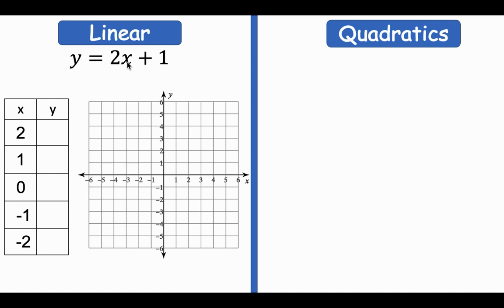2 times 2 is 4, plus 1 is a 5. Plug a 1 into here. 2 times 1 is 2, plus 1 is 3. 2 times 0 plus 1. 2 times negative 1 plus 1. And then 2 times negative 2 is negative 4, plus 1 is a negative 3. So that's nothing new. We just took the x values and plugged them into the linear equation.